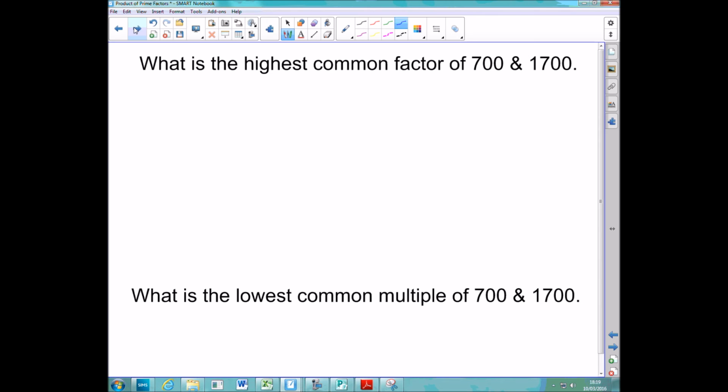Now, after asking you to write numbers out as a product of prime factors, they might ask one of these two questions, which is asking for the highest common factor of the two numbers, or asking for the lowest common multiple of them. Now, we can use prime factors to find these, especially if the numbers are very big. So how do we do this? Well, what we do is we use a Venn diagram.